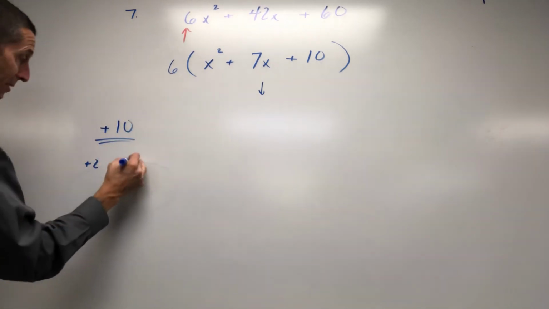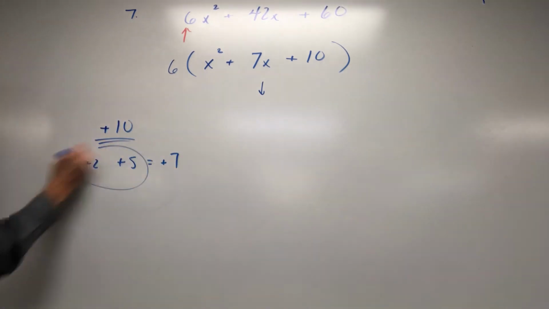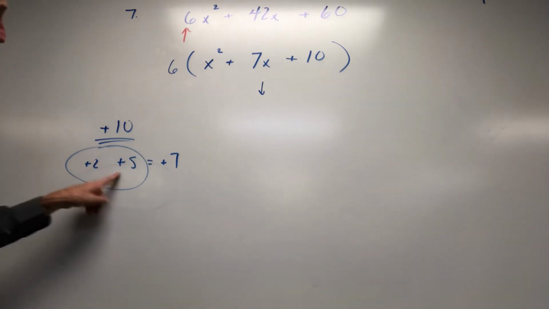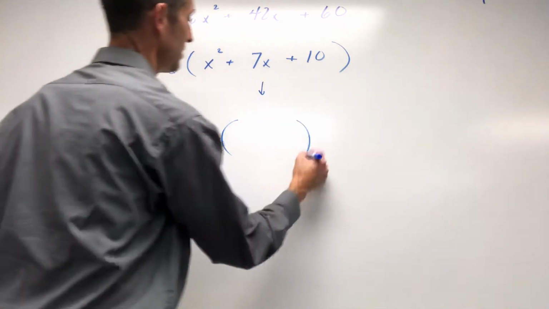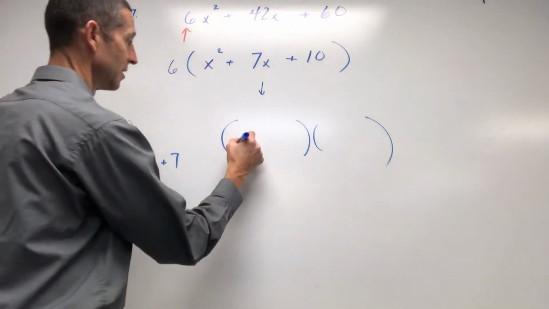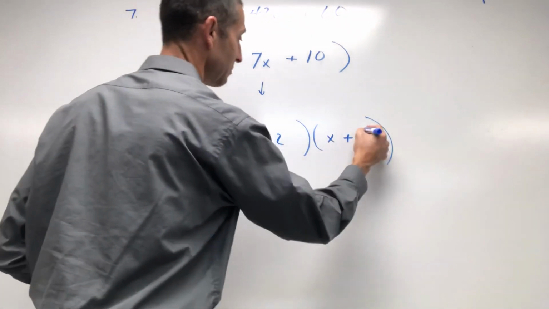It's like 2 and 5. That equals positive 7. So again, 2 times 5 gives me the 10. 2 plus 5 gives me the 7. Life is great. This is x plus 2, x plus 5.